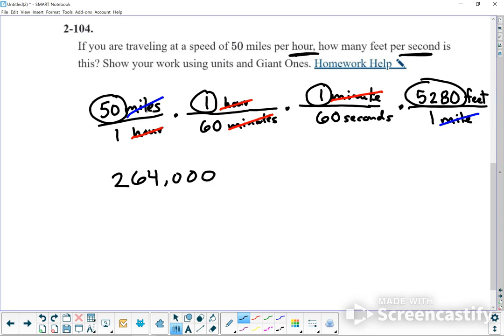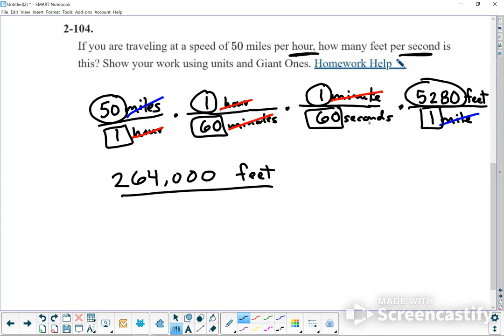Okay, and see all these things cancel out. So this would be feet. And on the bottom, what do we have? We have 1 times 60 times 60 times 1 second, right? Because that's what's left. So all we have is 1 times 60 and then 1 times 60. So basically 60 times 60. So with your calculator or whatever you need, 60 times 60.